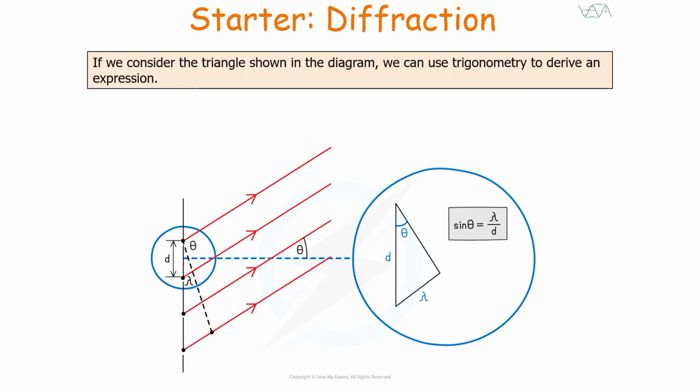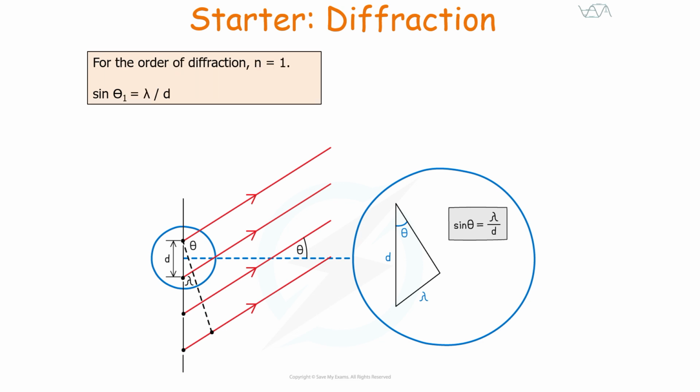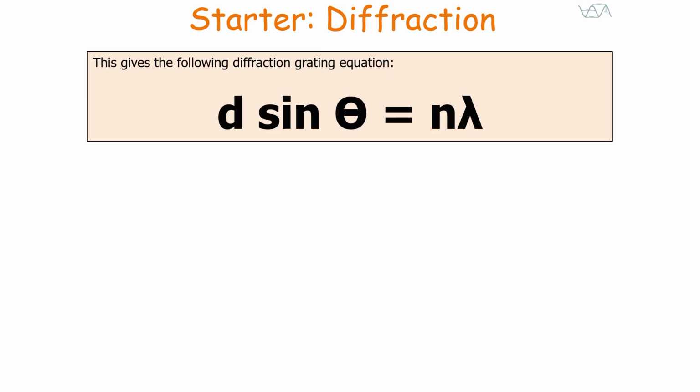Now if we consider the triangle shown in the diagram, we can use trigonometry to derive an expression. We can say that sine theta is equal to opposite over hypotenuse, so it equals lambda over d, where lambda is the path difference and d is the slit separation. For the first order of diffraction, where n equals 1, sine theta 1 equals lambda over d. For the second order, where n equals 2, sine theta 2 equals 2 lambda over d. So for the nth order of diffraction, sine theta n equals n lambda over d. We can rearrange this to get the diffraction grating equation.